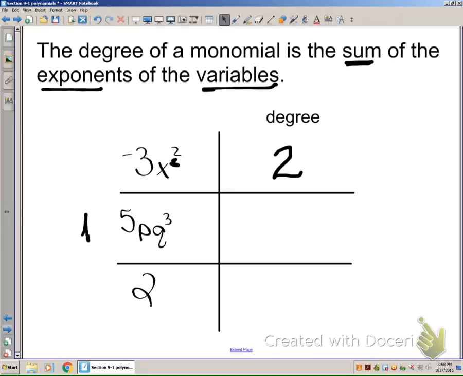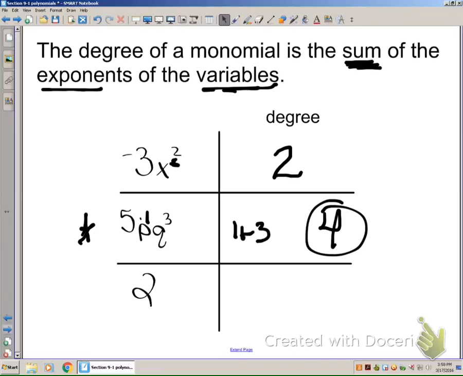This next one's a little bit tricky. I've got 5pq to the third. So a lot of people just want to put it has a degree of 3. But there's an understood 1 here on this p. It has a degree of 1. So if we add them together, that's the sum of the exponents of the letters. We add the 1 plus the 3 together, and we get a degree of 4.